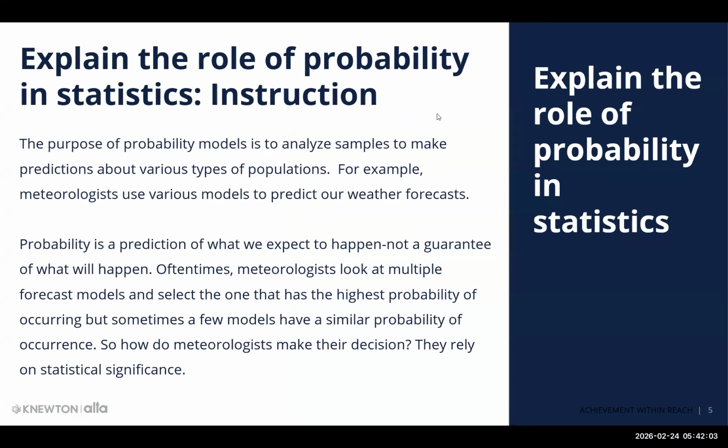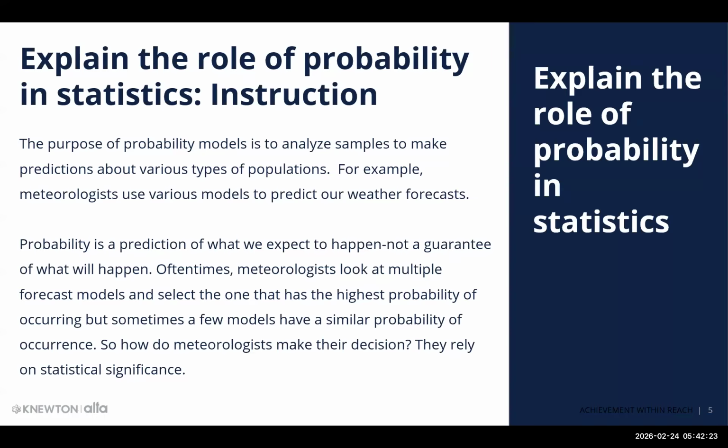All right, so the purpose of probability models is to analyze samples to make predictions about various types of populations. For example, meteorologists use various models to predict our weather forecasts. Probability is a prediction of what we expect to happen, not a guarantee of what will happen.